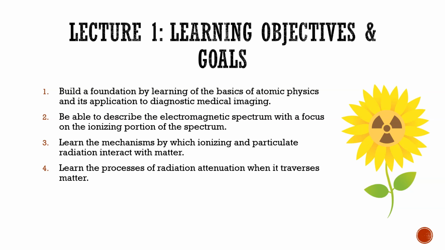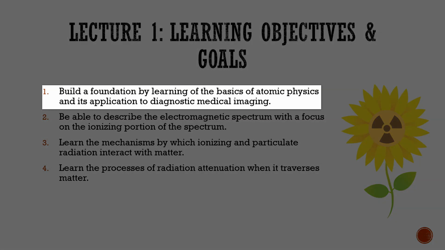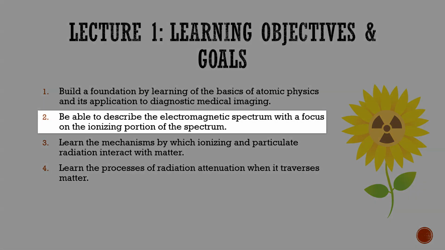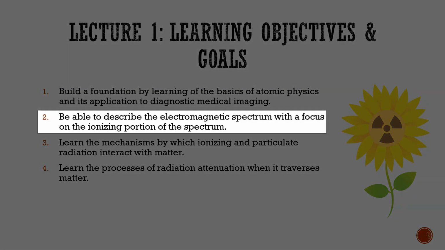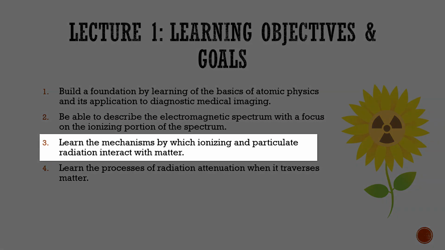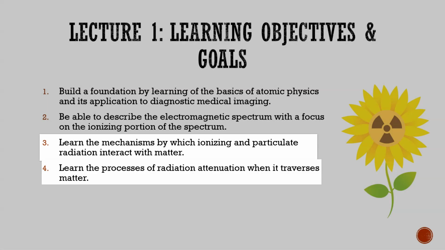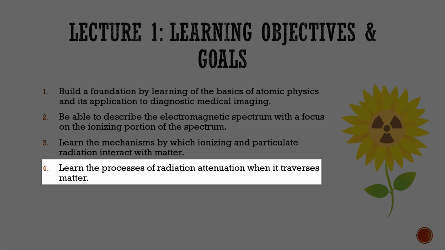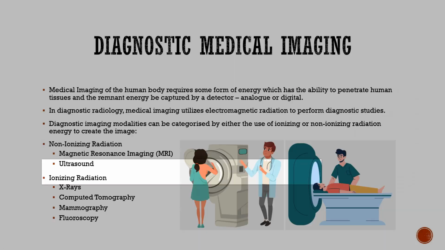Okay, so for Lecture 1, these are our learning objectives and goals. 1. Build a foundation by learning the basics of atomic physics and its application to diagnostic medical imaging. 2. We should be able to describe the electromagnetic spectrum with a focus on the ionizing portion of the spectrum. 3. Learn the mechanisms by which ionizing and particulate radiation interact with matter. 4. Learn the processes of radiation attenuation when it traverses through matter.